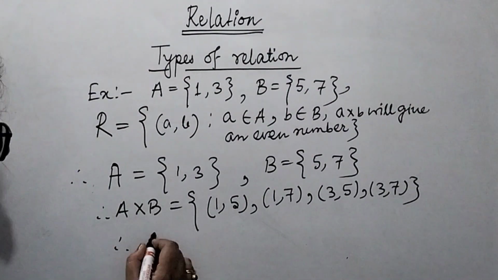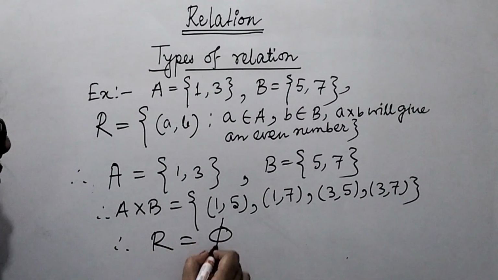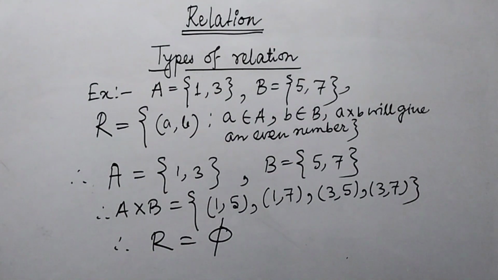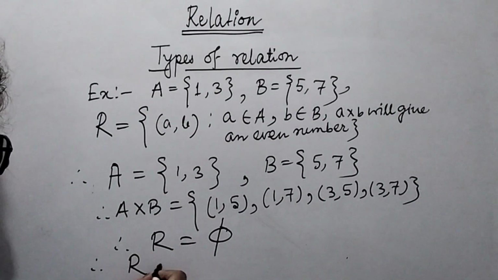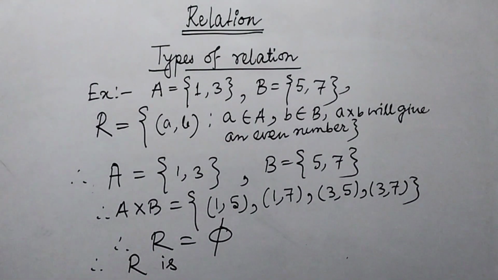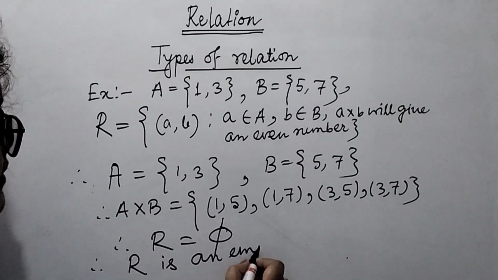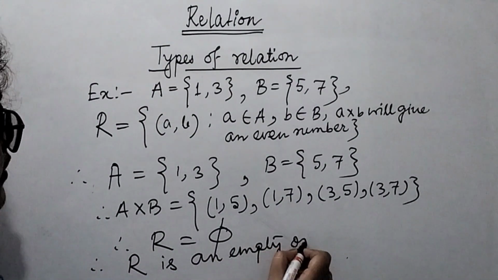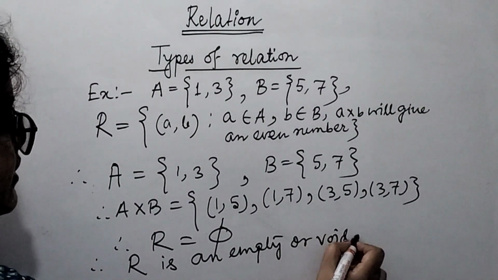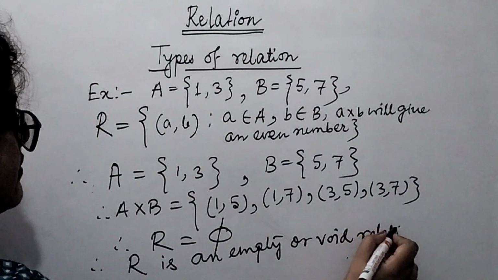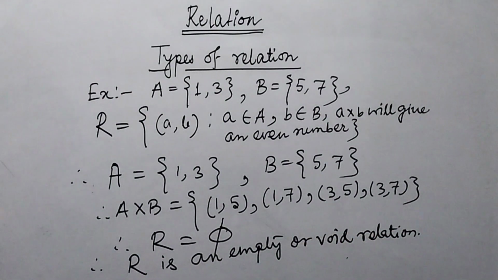So here, R is an empty set. I hope it's clear to all of you. So, relation R is an empty or void relation in this example. Hope the concept of empty or void relation is clear to everyone.